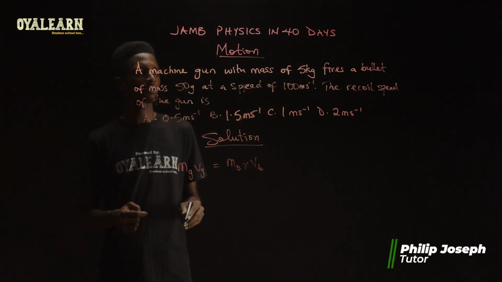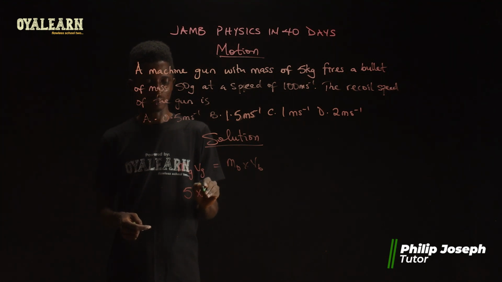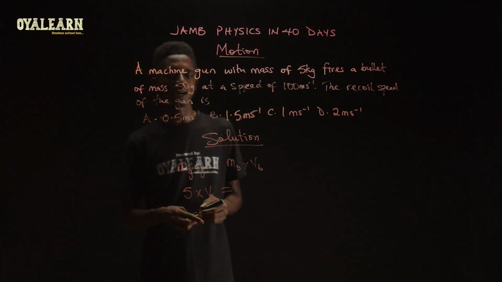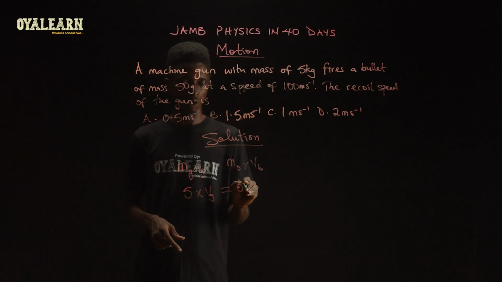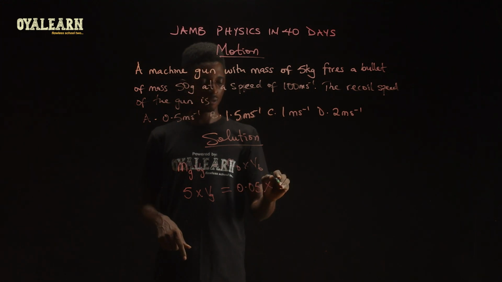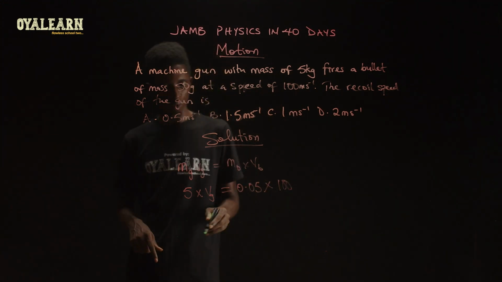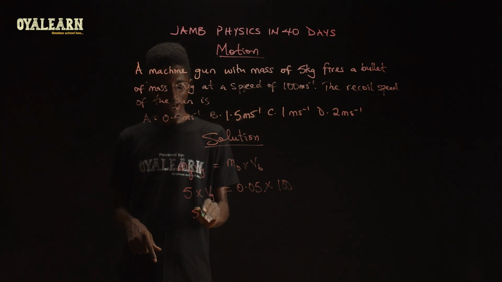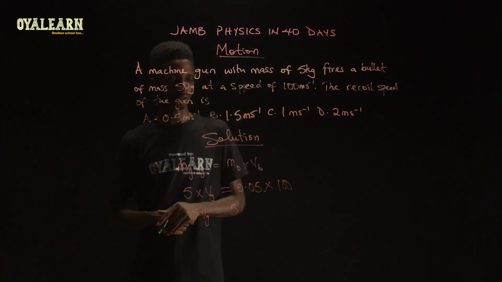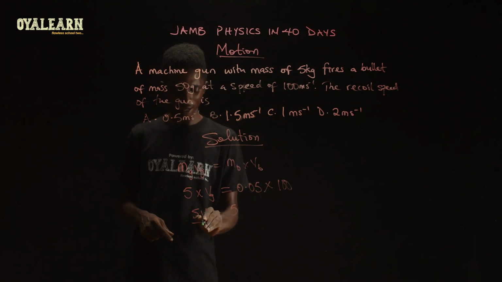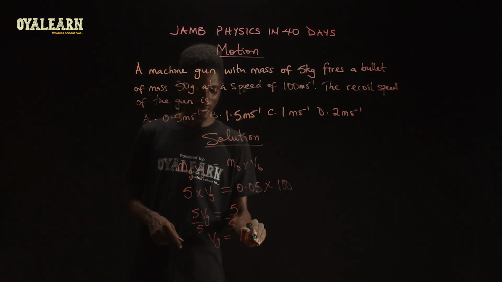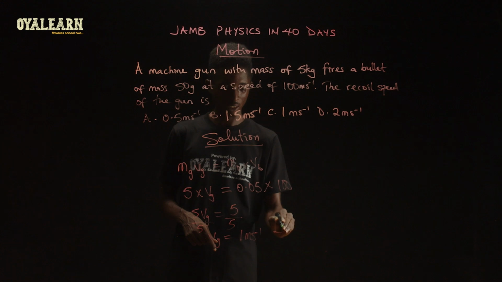bullet. Now the mass of the gun is given as 5 kg times v, which we do not know, v of gun. Then mass of bullet is 50 grams divided by 1000, and that will be 0.05, multiplied by the velocity, which is 100 here. So what we're going to have here is that 5 Vg equals, when we multiply, this will give us 5. Now, dividing both sides by 5, velocity of the gun is therefore 1 meter per second. So the correct option is option C.